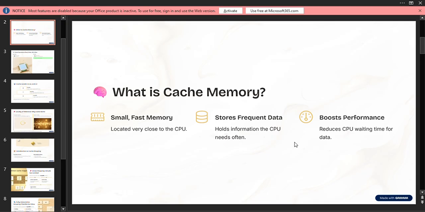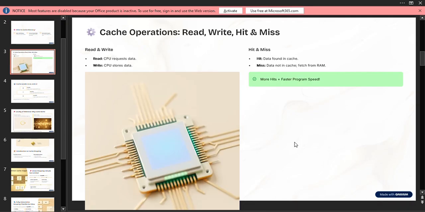The reason cache exists is because there is a big speed difference between how fast the CPU can operate and how fast the main memory, which is the RAM, can provide data. So cache helps bridge this speed gap. When the CPU needs data, it first checks if it's in the cache. If it's in the cache, we call that process a cache hit, and it accesses it quickly. If the data is not in the cache, then we call it a cache miss, and it fetches it from the slower main memory. The cache improves system performance by reducing waiting times and increasing processing speed.